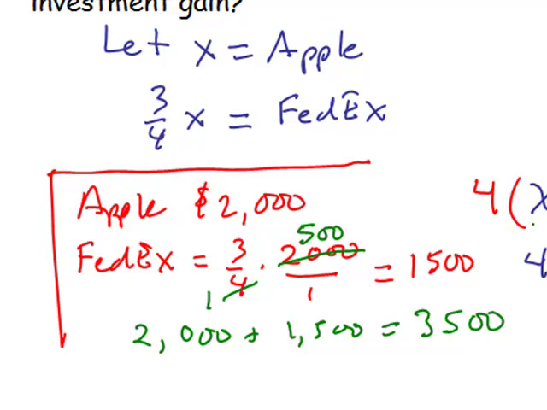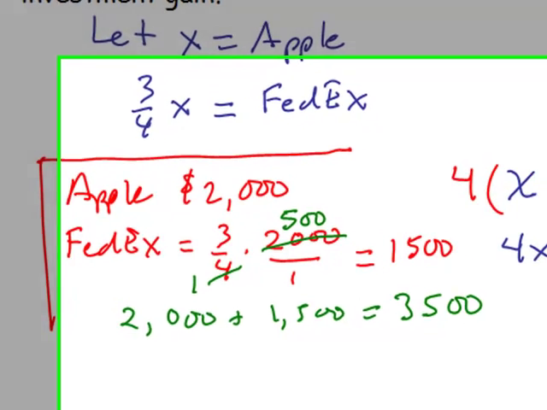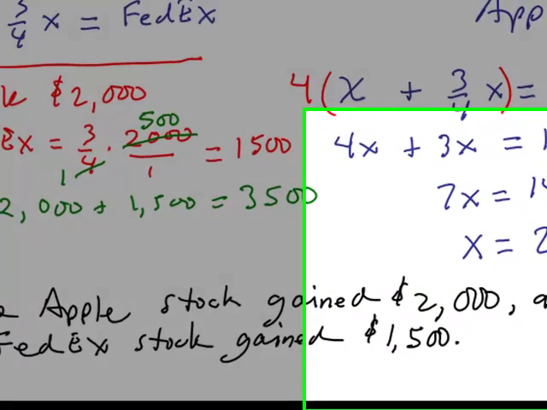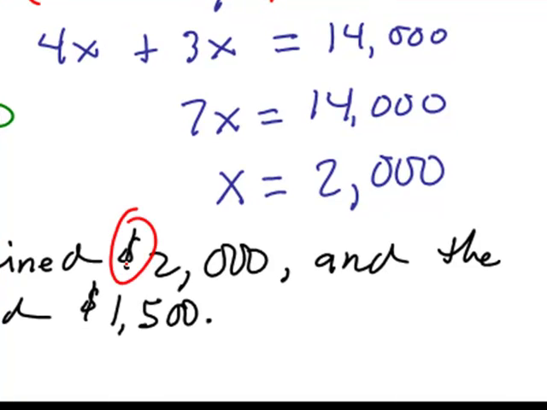So we can now write our sentence. The Apple stock gained $2,000 and the FedEx stock gained $1,500. Be sure to show the units of measure. In this case it's dollars, so we're good. And it's a complete sentence. Very good. What's next?